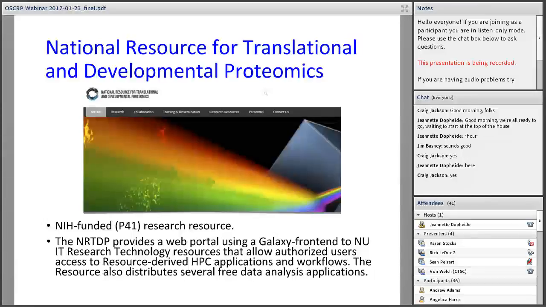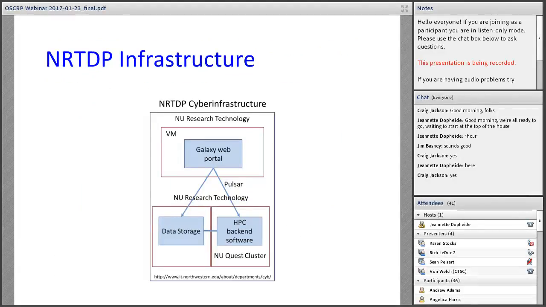So we're a large distributed group, and we have a little slide of our back end. One of the things that the NRTDP does that's a little more interesting IT infrastructure, is we provide a computational resource that's exposed to the world. So we have, again, a virtual machine up at Northwestern. It's got a Galaxy web portal front end. Galaxy is an open source bioinformatics tool. And then that portal can control jobs.